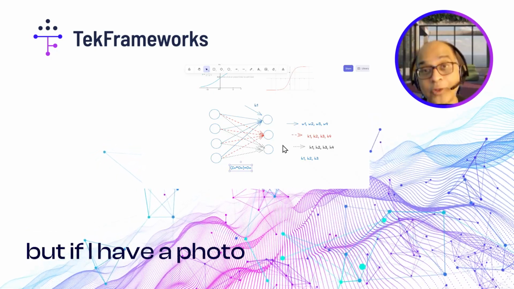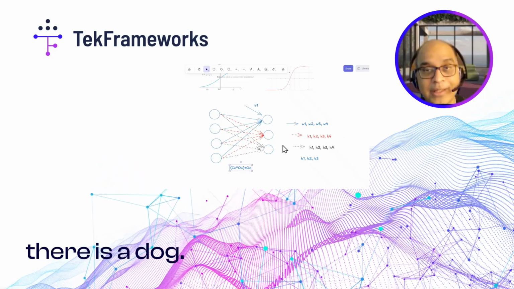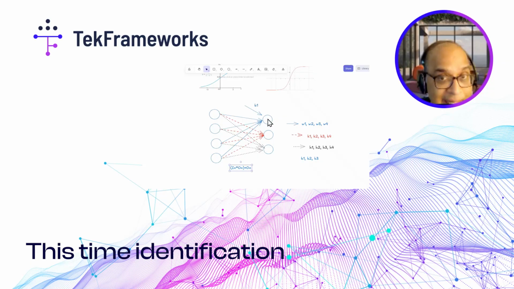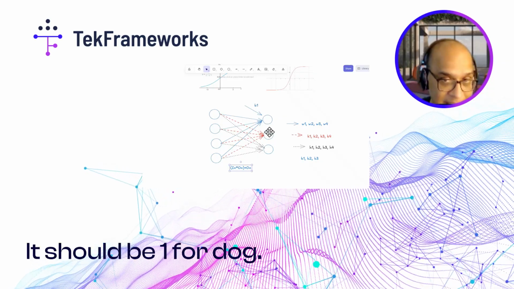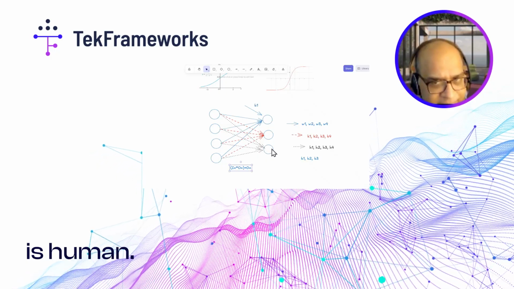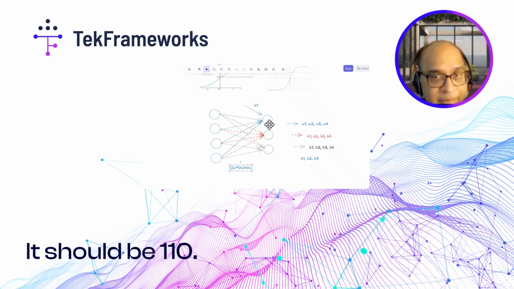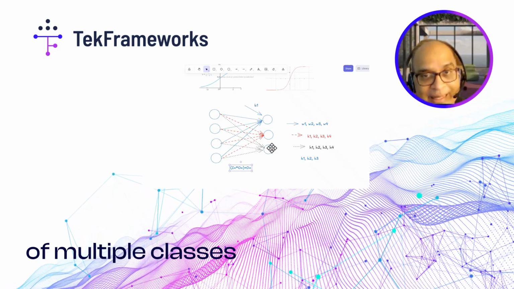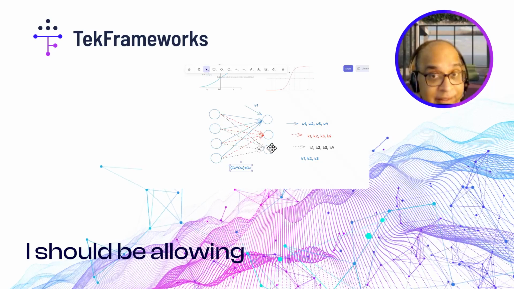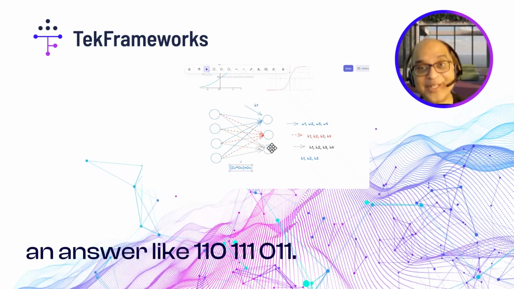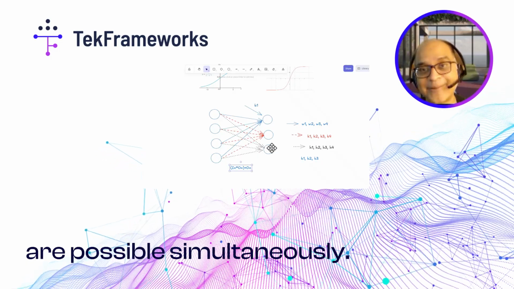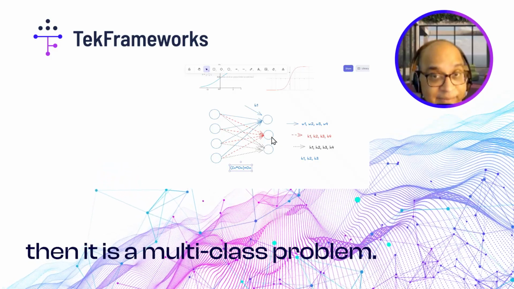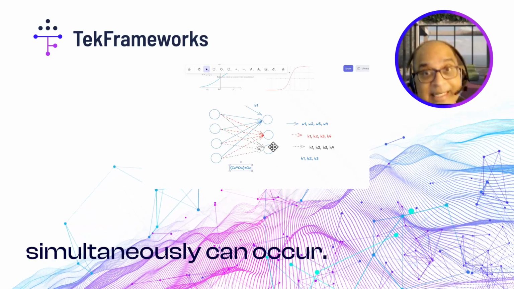But if I have a photo where there is a cat and there is a dog, it is also a multi-class identification this time. For cat, it should be one. For dog, it should be one. Let's say the third class is human. There's no human in the photo, so it should be zero. There it should be 110. When there is a possibility of multiple classes, I should allow an answer like 110, 111, 011, because all classes are possible simultaneously. So if I give a photo and ask you to tell me what all the animals there are, then it's a multi-class problem still, but multiple classes simultaneously can occur.